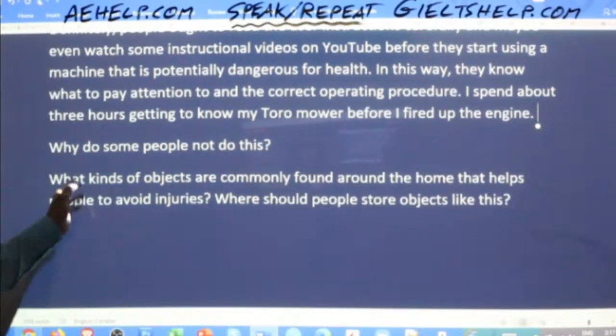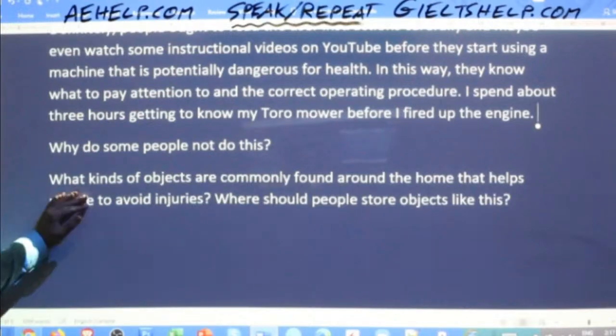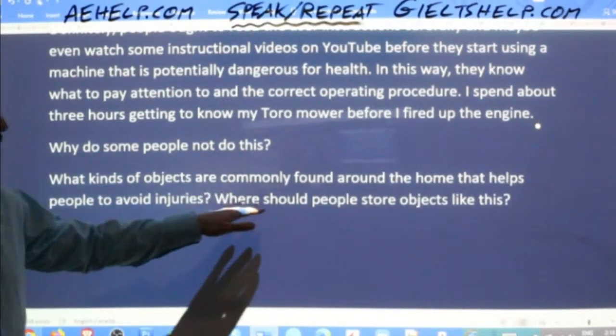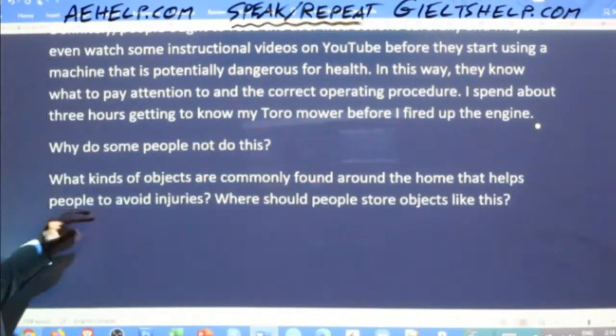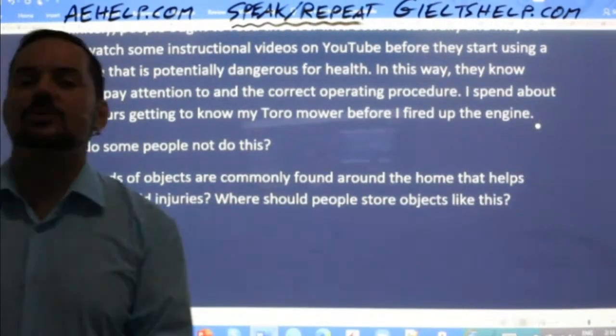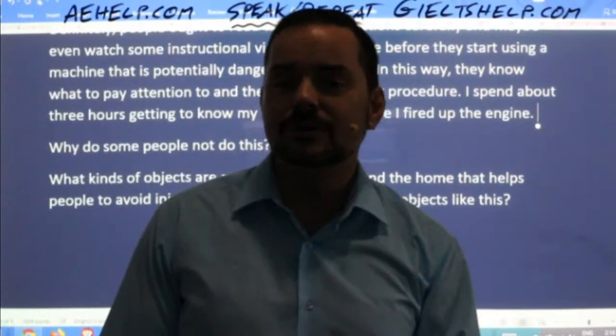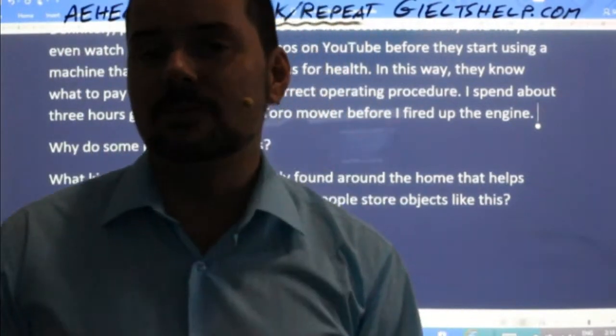All right, members, fantastic job in the class today. Here's a follow-up question that you can try on your own. Why do some people not do this? What kinds of objects are commonly found around the home that helps people avoid injuries, and where should people store objects like this? So those questions I will leave for you to try on your own. Practice them on the website with other students.